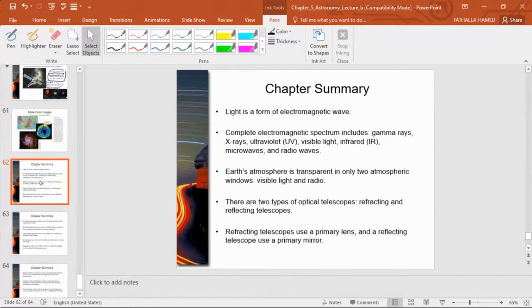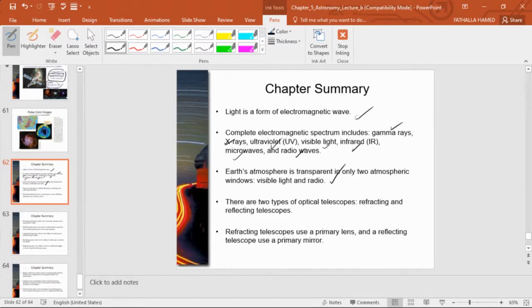So just quickly to summarize what we have done in the whole chapter. Light is electromagnetic waves. The complete electromagnetic spectrum is basically gamma rays, X-rays, ultraviolet, which we call UV, visible light, and I told you that's what we use to see things, infrared, IR, microwaves, and radio waves. Earth's atmosphere is transparent only to two electromagnetic windows, visible and radio, and that's basically what we can do here from the surface of the Earth.